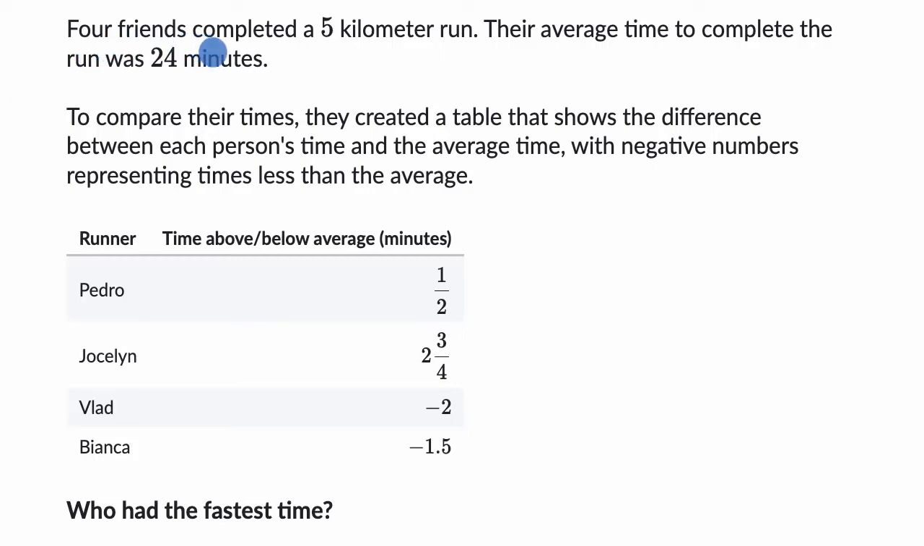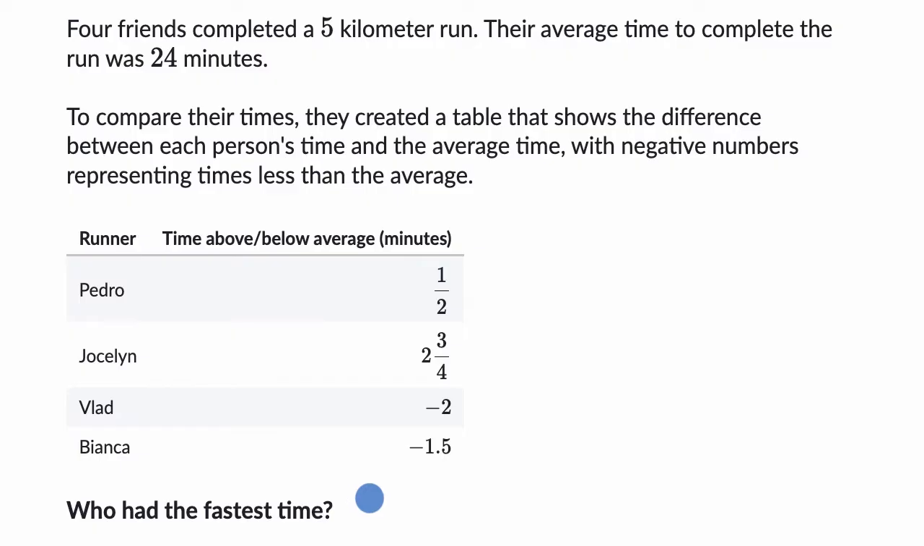We're told 4 friends completed a 5-kilometer run. Their average time to complete the run was 24 minutes. To compare their times, they created a table that shows the difference between each person's time and the average time, with negative numbers representing times less than the average. So that's the data right over here. Who had the fastest time?